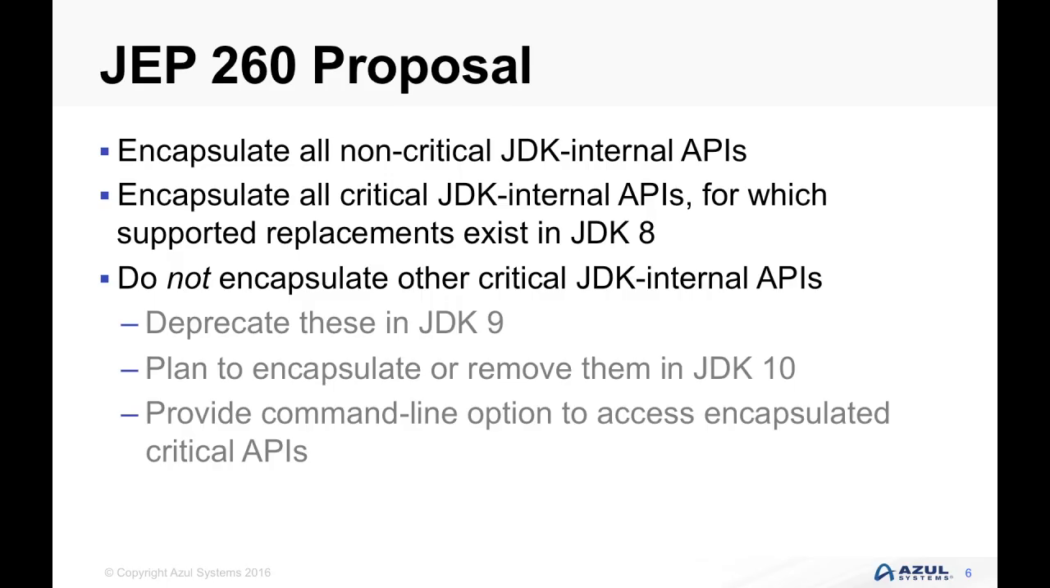To sort of explain exactly what's happening, there is this thing called a JEP, JDK Enhancement Proposal number 260. And what that says is that they are going to encapsulate all non-critical JDK internal APIs. So those ones you as developers don't really need to worry about. They will encapsulate all critical JDK internal APIs for which there is a supported replacement. So again, there's a few that will be still there.